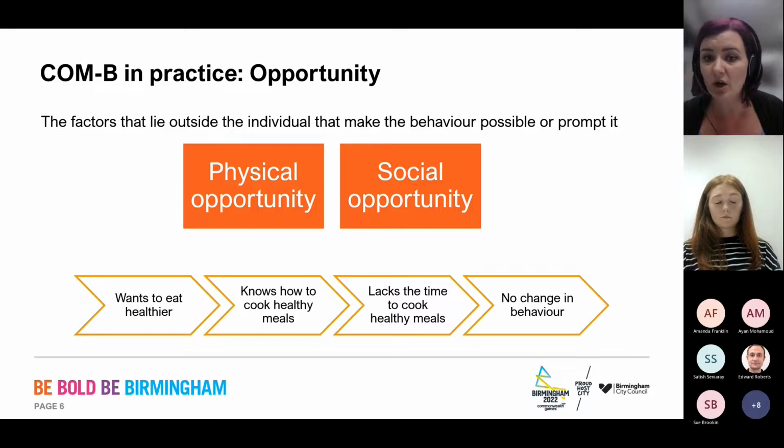If somebody hasn't got a car and no access to bus routes to take them to the gym, that means somebody could be capable and motivated, but they haven't got the opportunity to do the behaviour that they want to, and therefore they don't make the change in behaviour.